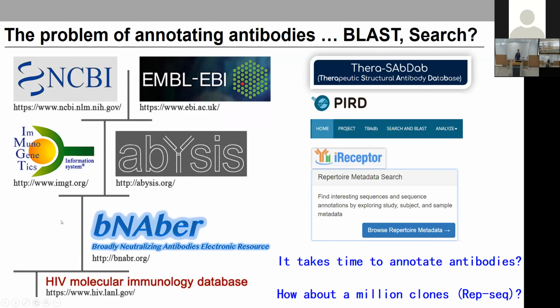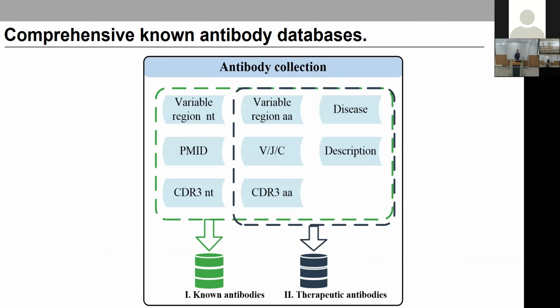Of course, that's good for HIV-1 researchers because we have neighbors and also the HIV molecular immunology databases. And for the therapeutic antibodies, we have AIRR-seq. But for each one of the antibodies, we can do BLAST, we can search, and the chance of finding exactly the same CDR3s is very rare. So how about millions of clones? That's my question. I'm so confused.